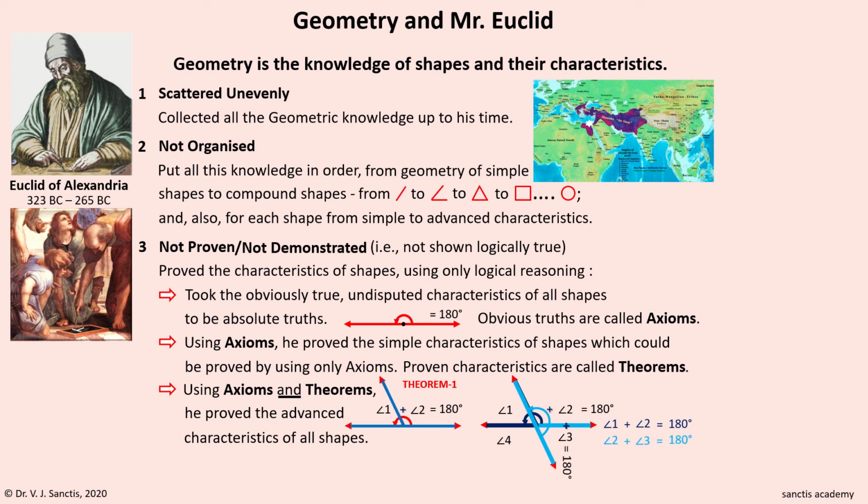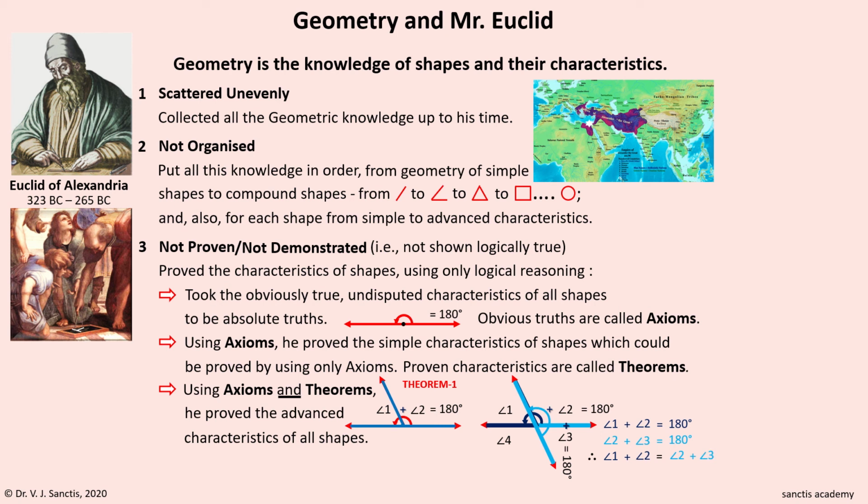Now please see the notings. If angle 1 plus angle 2 is equal to 180 degrees and angle 2 plus angle 3 is also equal to 180 degrees, then angle 1 plus angle 2 is equal to angle 2 plus angle 3.